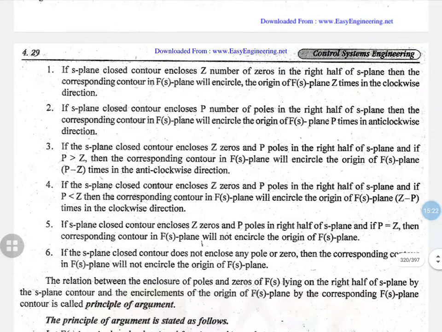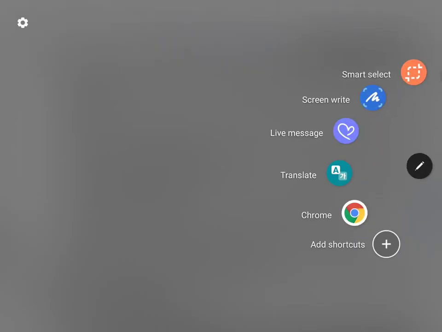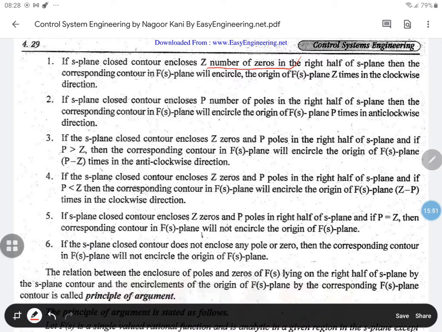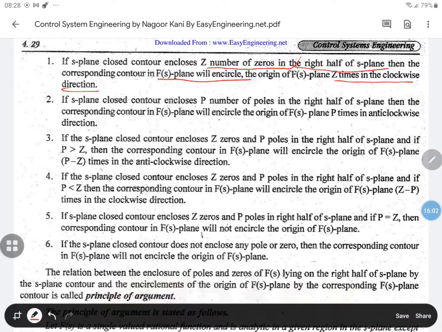Some common inferences they have given. If the S-plane closed contour encloses Z number of zeros in the right half of the S-plane, then the corresponding contour in the F(S)-plane will encircle the origin Z times in the clockwise direction. So, if the S-plane contour encloses Z number of zeros in the right half of the S-plane, then the corresponding contour in the F(S)-plane will encircle the origin Z times in clockwise direction.